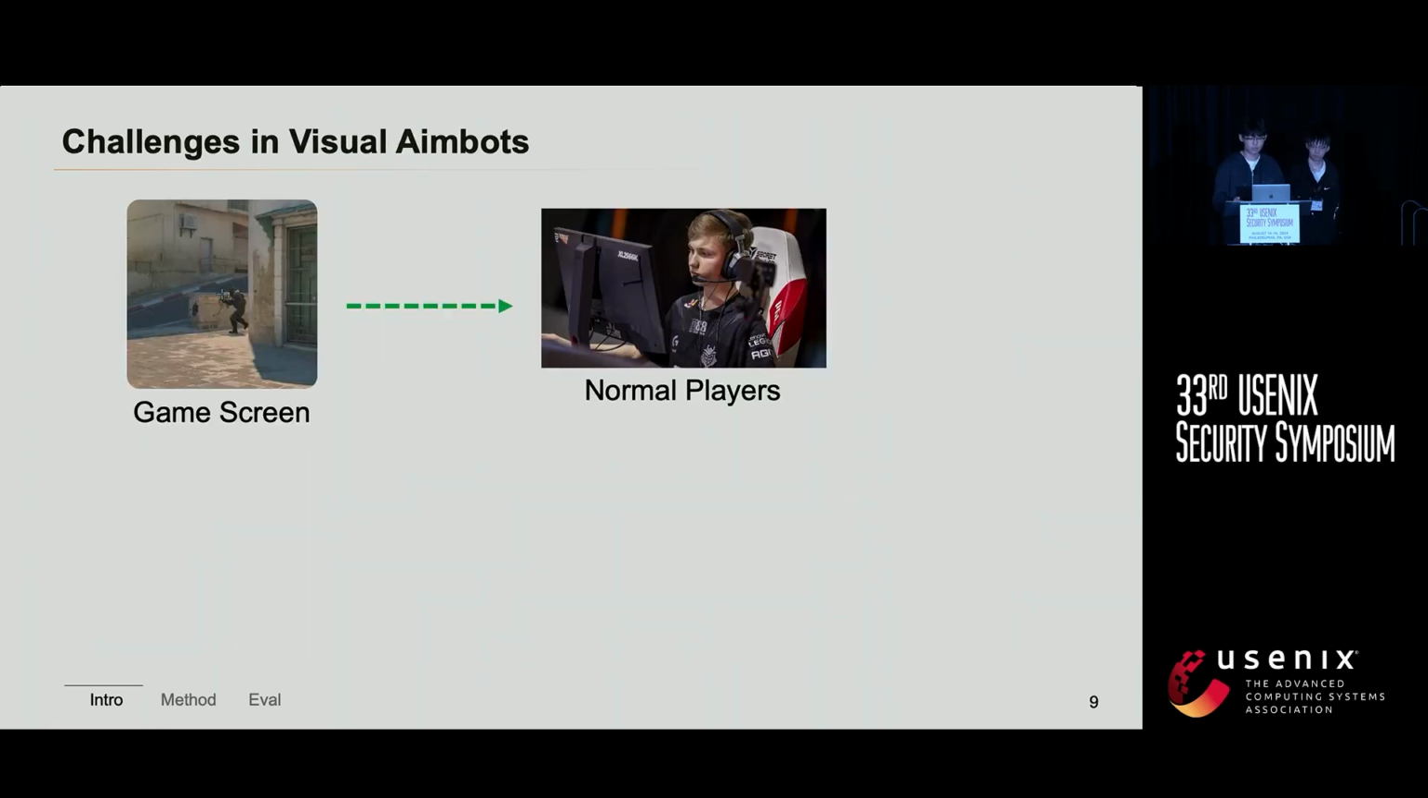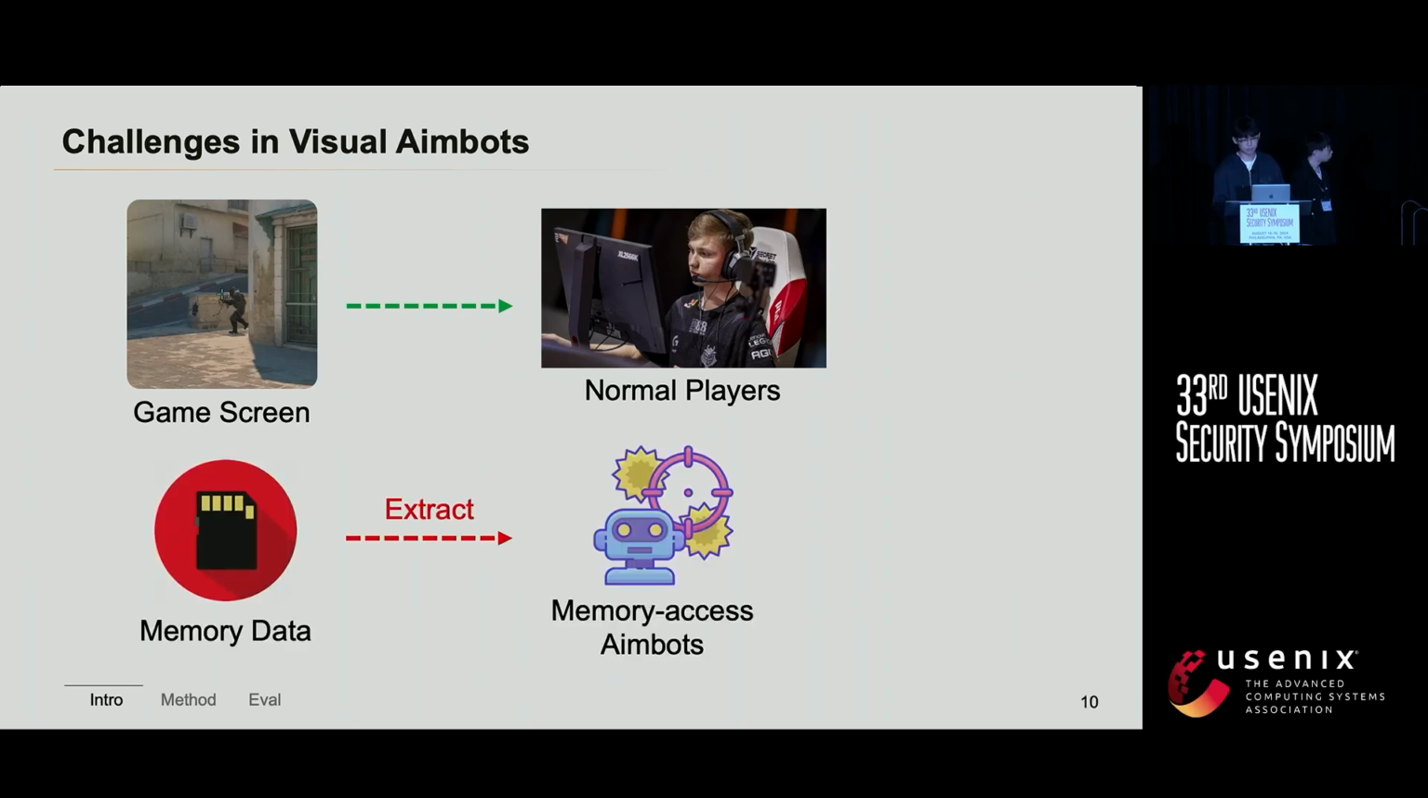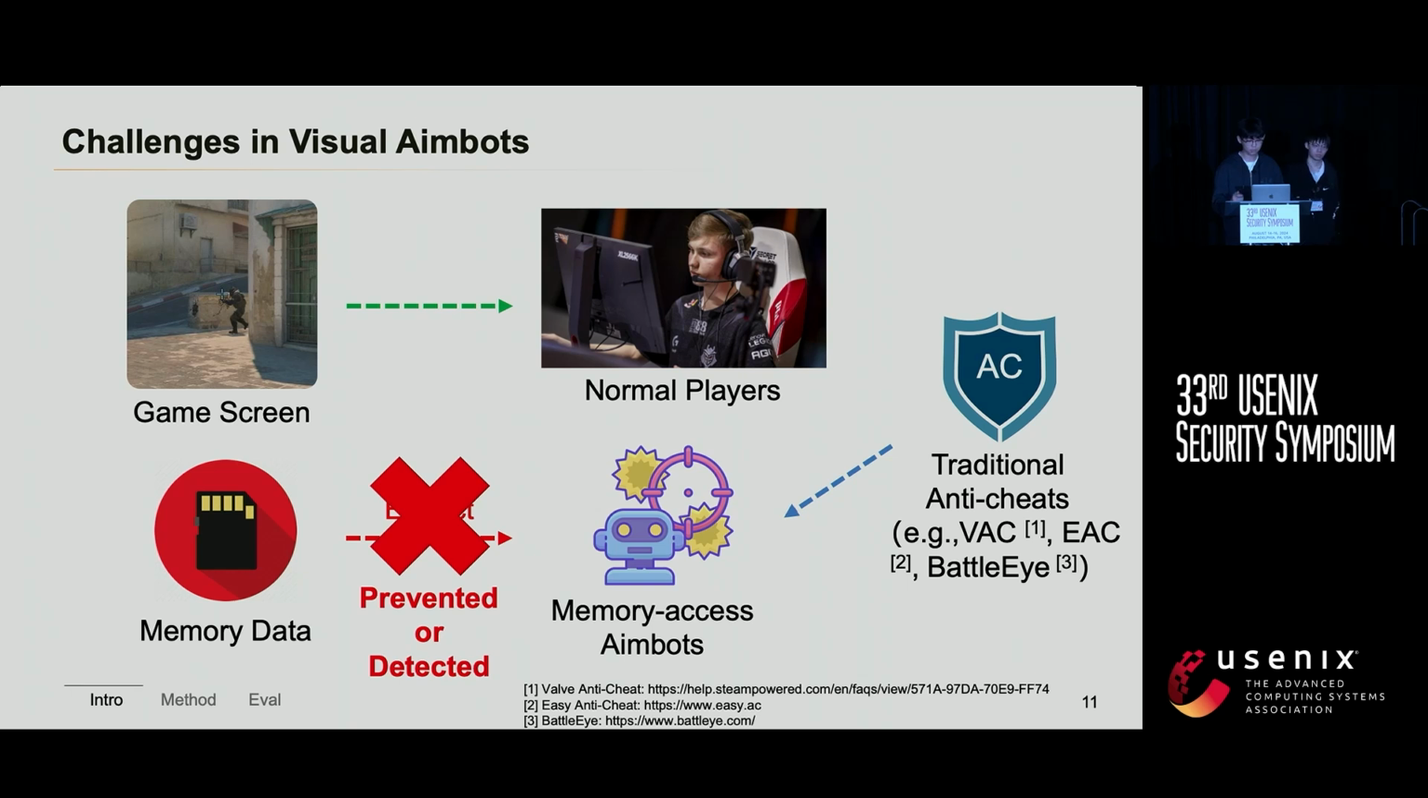You might wonder why visual aimbots have become so popular in recent years. It is because the industry now does not have a functional solution against this type of cheat. This slide shows a normal interaction process between the player and the game. The player obtains the information on the screen and then takes actions. As mentioned previously, the memory access aimbots extract the information from memory directly. Many existing anti-cheat systems such as Valve Anti-Cheat, Easy Anti-Cheat, and BattlEye can prevent the data extraction process or detect such a process afterwards.